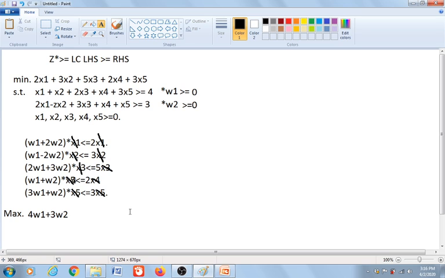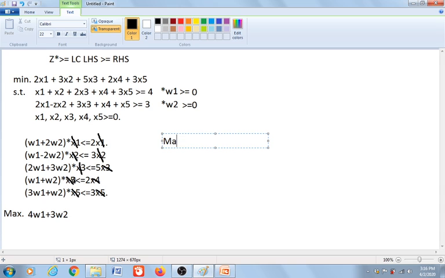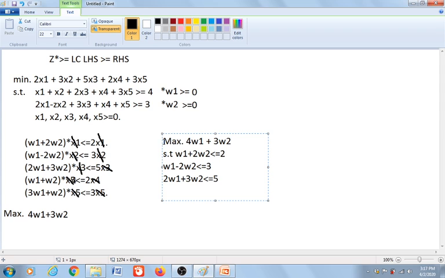So what we have over here is just another LP, and that LP is max 4w1 plus 3w2 subject to w1 plus 2w2 less than or equal to 2, and then w1 minus 2w2 less than or equal to 3, and then 2w1 plus 3w2 less than or equal to 5, and then w1 plus w2 less than or equal to 2, and then 3w1 plus w2 less than or equal to 3, and then w1, w2 are both non-negative.